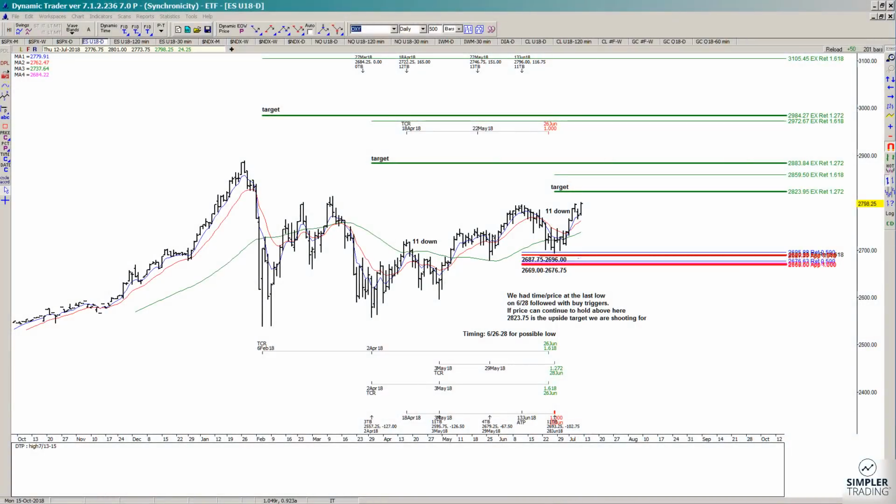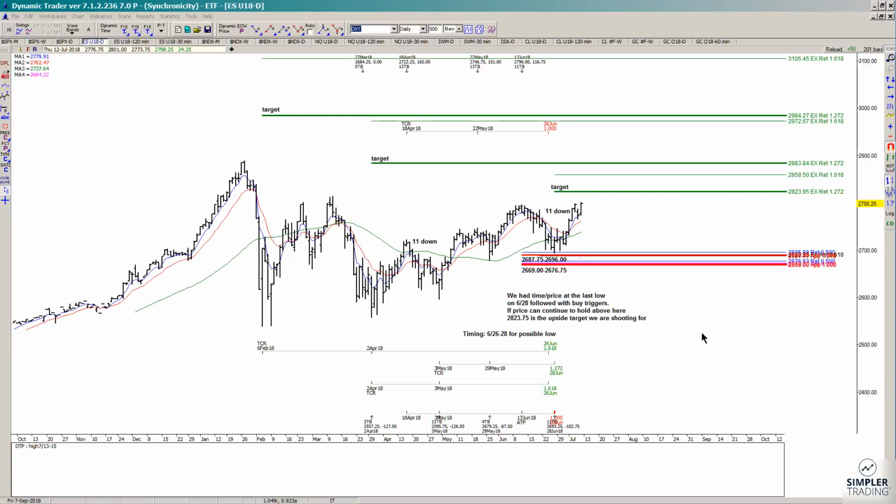Okay, so now it's time to take another look at the S&P futures. The last setup that I had talked about was time and price at this last low, which gives us the initial upside target at this 28-24 area, give or take.